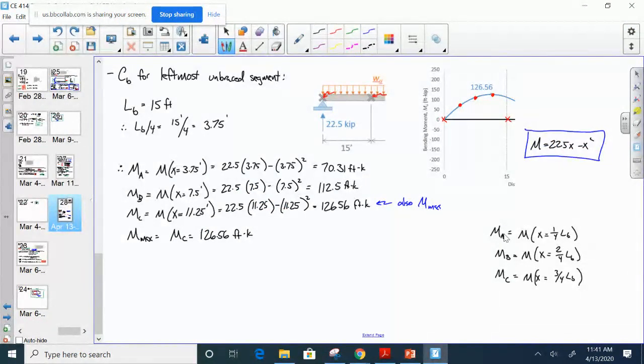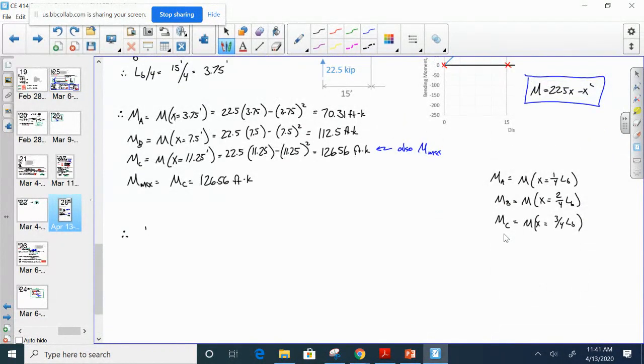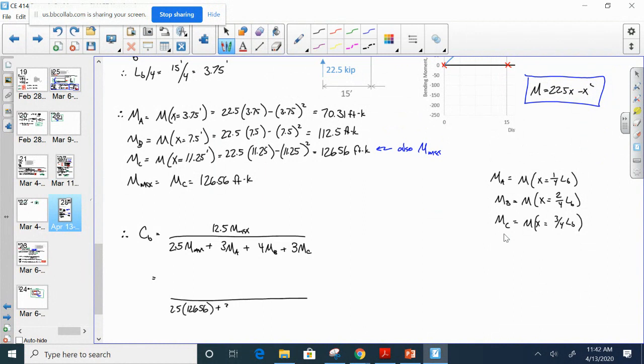Once you've got this, the CB formula becomes pretty simple, and it's 12.5 M max over 2.5 M max plus 3MA plus 4MB plus 3MC. So 12.5 times 126.56, all under 2.5 times 126.56 plus 3 times 70.31 plus 4 times 112.5 plus 3 times 126.56.